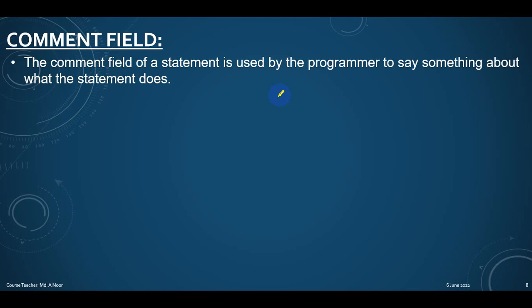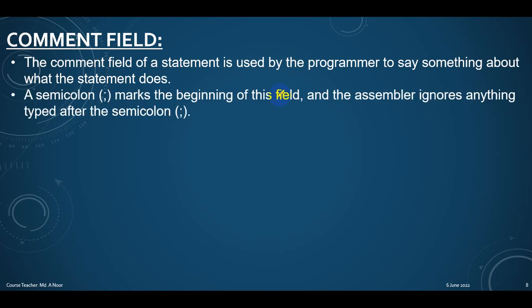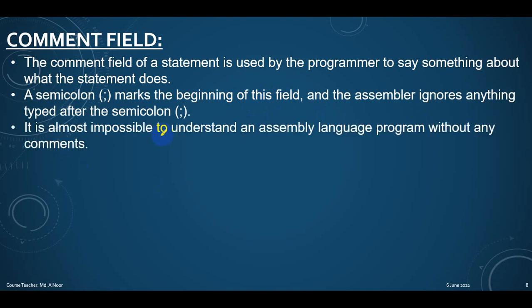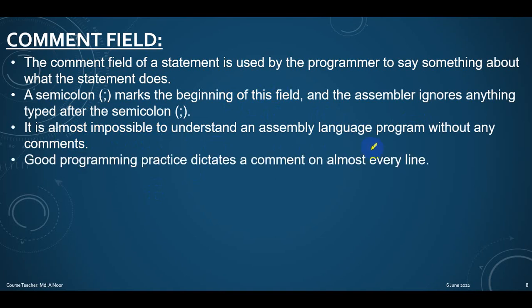So even though the comment is not part of the main program, it is a very good programming practice to write comments. And when you work professionally, it is almost mandatory. Otherwise, in future, it will make a big problem. Okay, so how do we write a comment? A semicolon marks the beginning of this field, and the assembler ignores anything typed after the semicolon. It is almost impossible to understand an assembly language program without any comments. Good programming practice dictates a comment on almost every line.